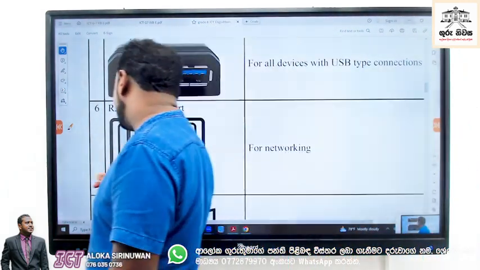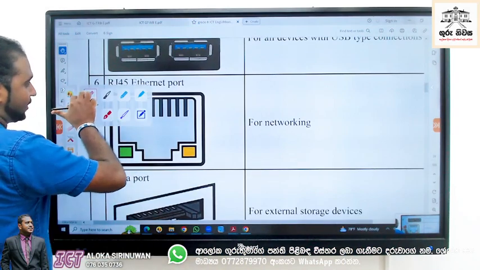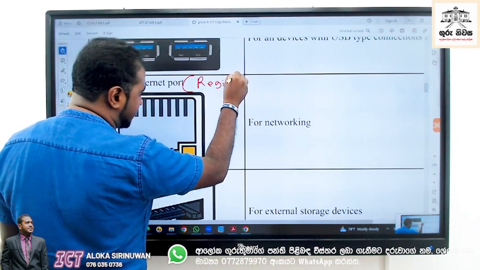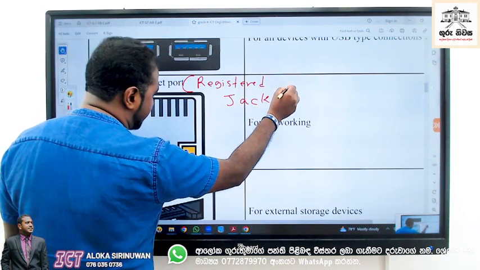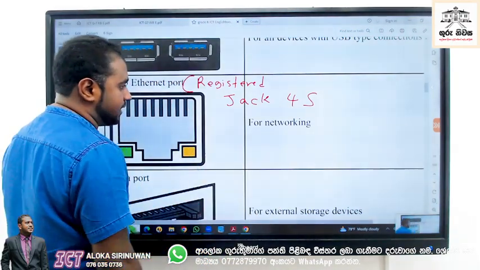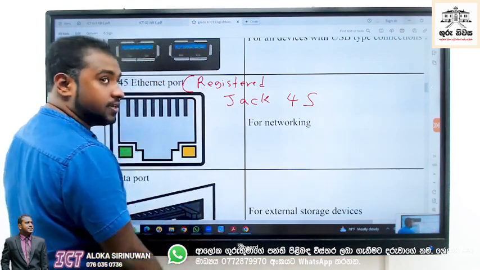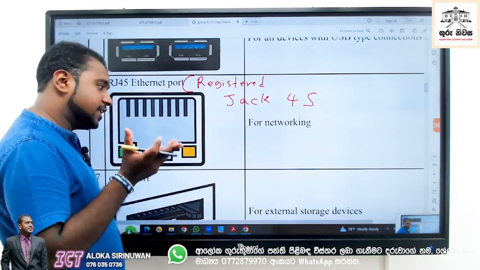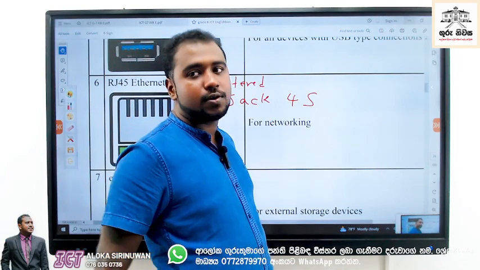Then RJ45. I told you, children, RJ stands for registered jack. RJ stands for registered jack. Okay, registered jack port. RJ45 means registered jack 45. This is used for networking purposes. If you have a router at home, definitely you can see this port at the back panel of your router.